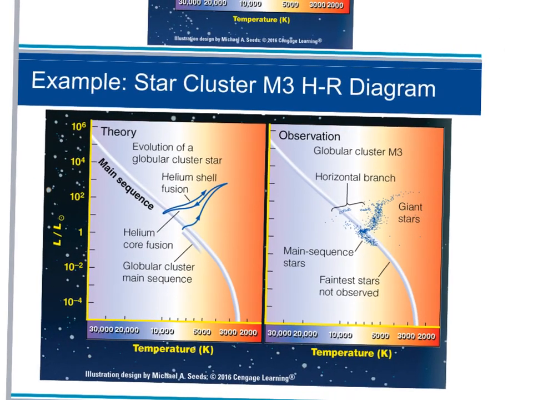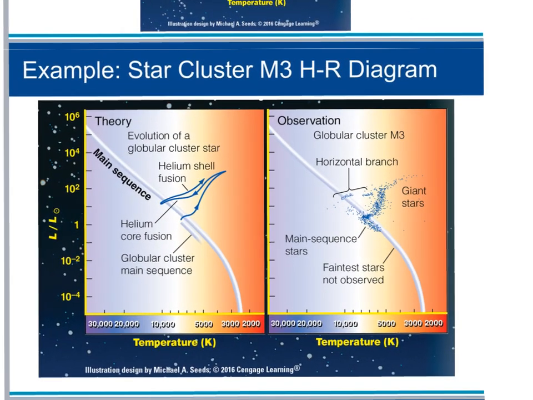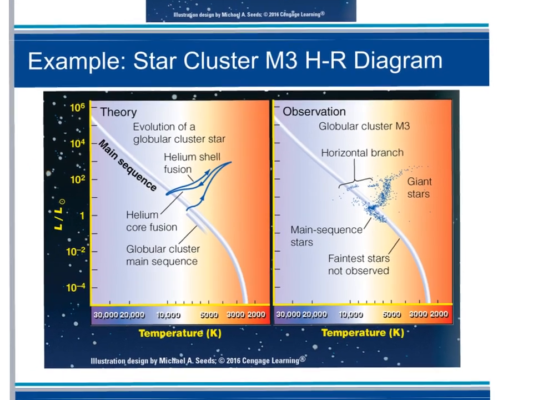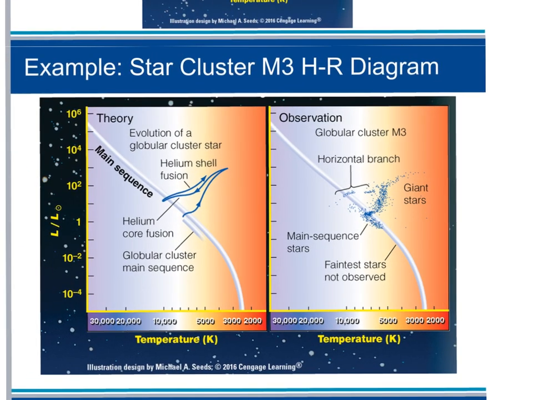So a star cluster, the M3 Hertzsprung-Russell diagram, the evolution of a globular cluster star, we end up seeing the helium shell fusion, and the core. So we have some stars getting off the Hertzsprung-Russell diagram, but then moving back and then getting off for good. So in that case here, you get this star cluster around here. But you still see all the stars grouped together. You still see your overall cluster on this Hertzsprung-Russell diagram.